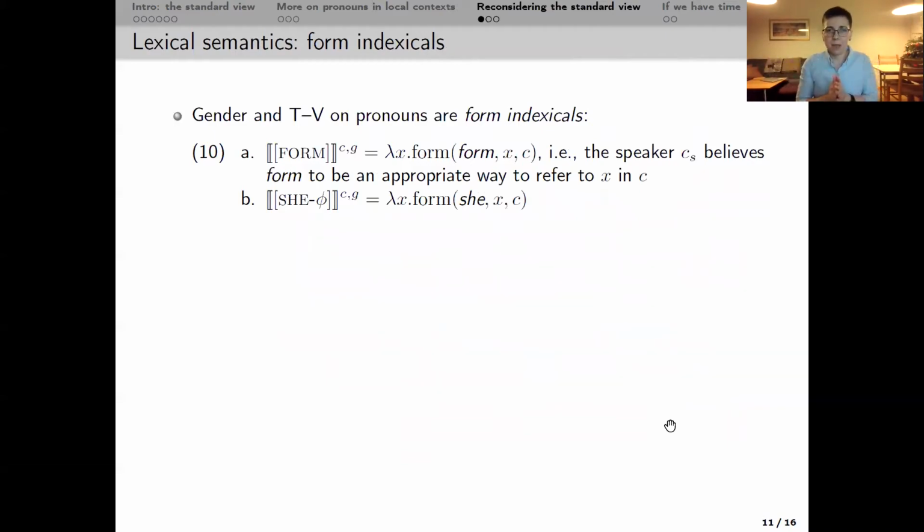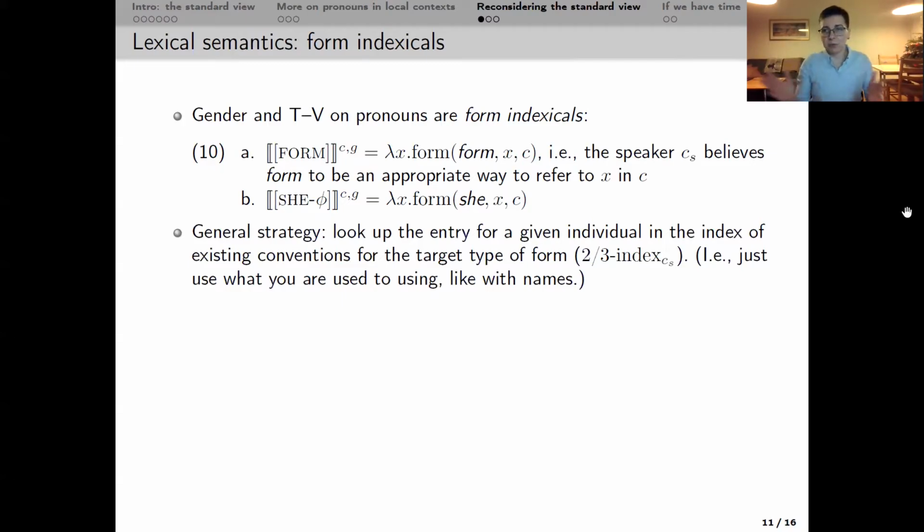Now, here's what I propose. When it comes to lexical semantics of gender and TV on pronouns, I suggest that we abandon the assumption that they directly encode anything about the reference gender or their relationship with the speaker. Instead, I propose to treat them as something that I call form indexicals. So a form indexical has this general semantics in 10a. It denotes the property of an individual X such that the speaker of the context C believes a certain linguistic form to be an appropriate way to refer to X in C.